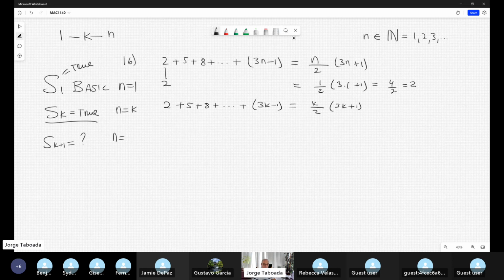So now n is k. So you write 2 plus 5 plus 8 plus. I copy this again because this belongs to the k, and it's k plus 1.